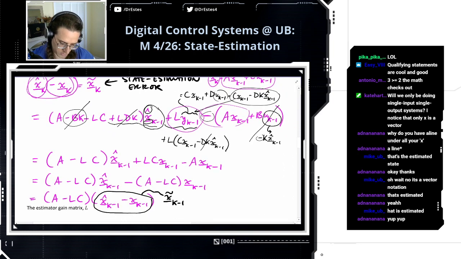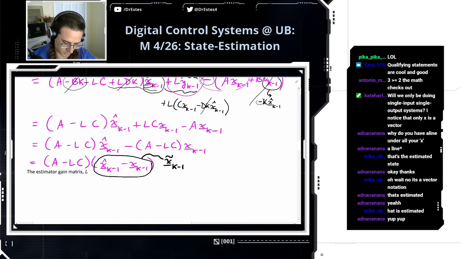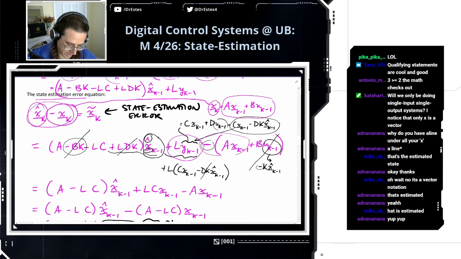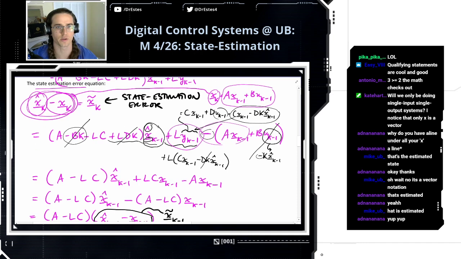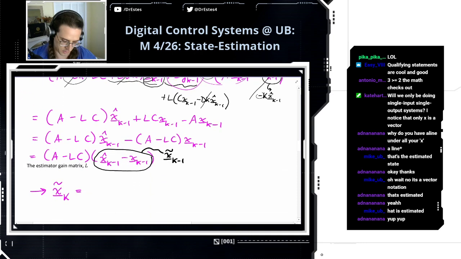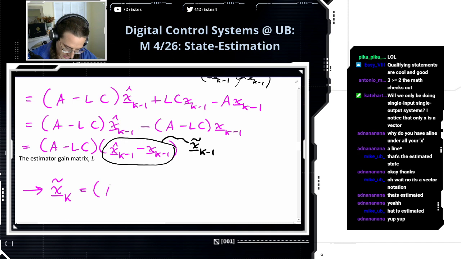Okay, so let's write out the final result. The state estimation error at the kth time step. We just went through the math. It's equal to the difference between those two. It turns out that that's equal to A minus LC times the state estimation error at the previous time step.